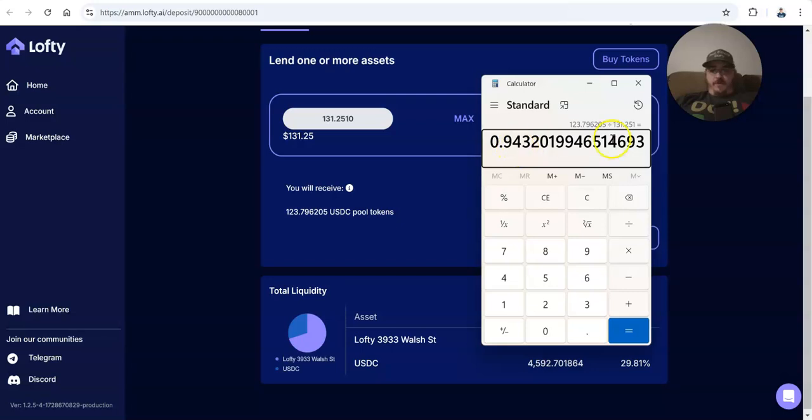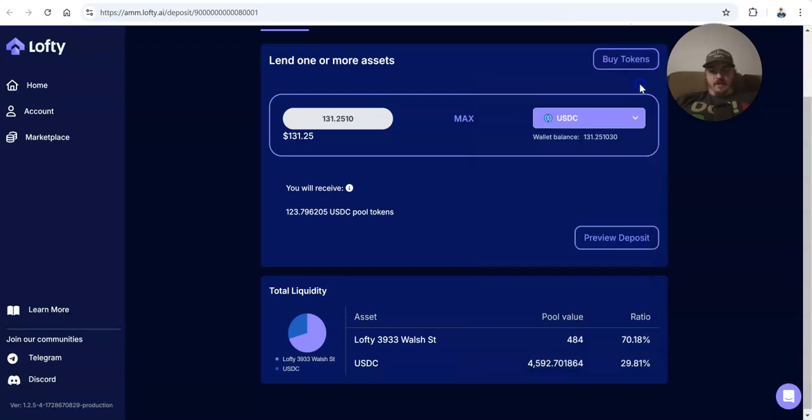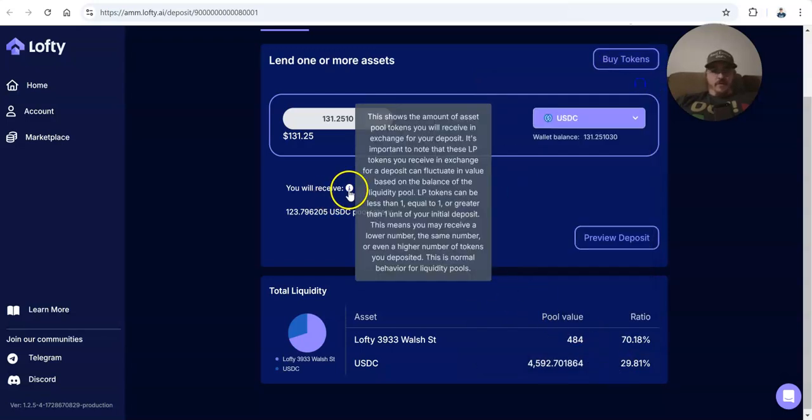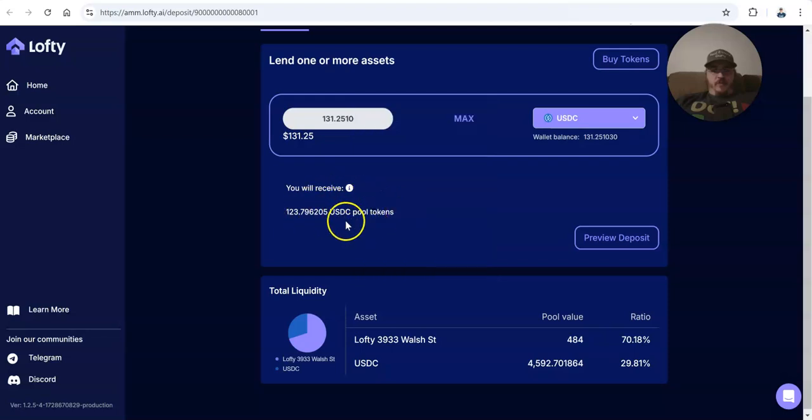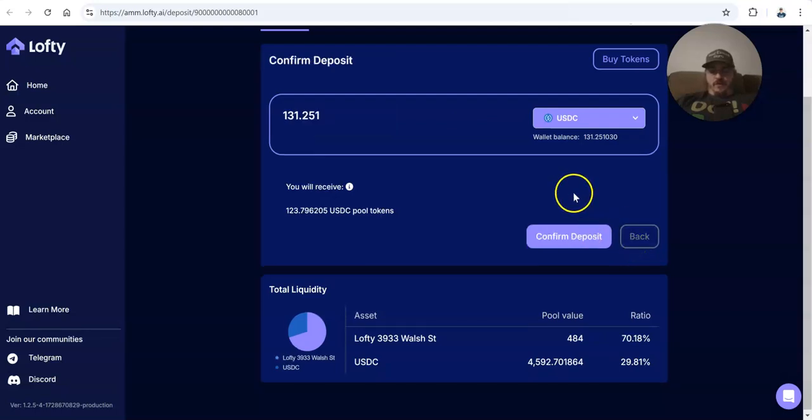No, no, so that's not it. I'm not really sure. I guess that maybe the pool tokens are priced at a certain amount, so it's not necessarily the same as dollars. In any case, I'm gonna review my deposit here.